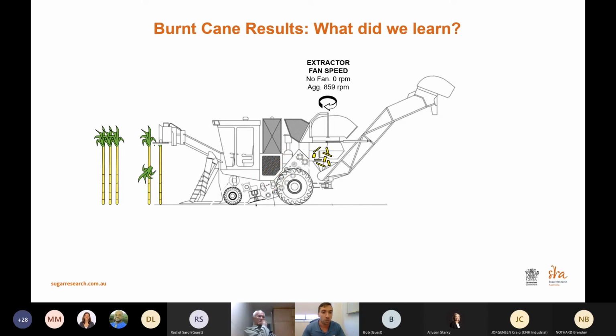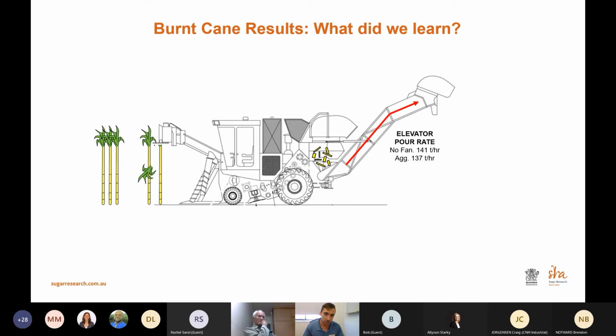So what we assessed was, okay, if we're in a good burn, do we need to run the primary fan at all? I understand that if you reduce fan speed, there's a lot of guys saying that mud builds up in the hood, obviously because of the increase in juice, and also soil increases mud buildup. So if we have a good burn, does it impact EM? And is there any increase in cane yield? So we've gone from 859 RPM to 0 RPM.